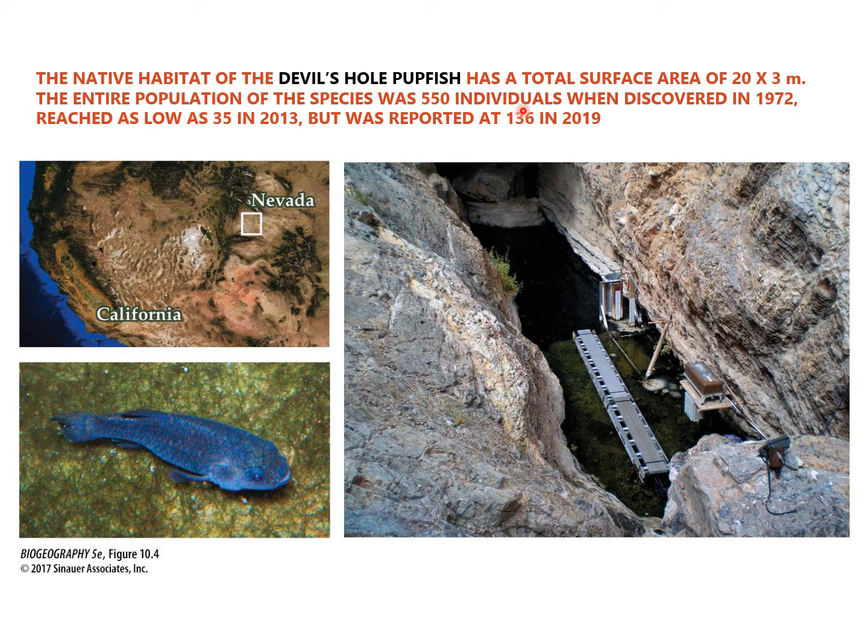when it was found in 1972, it was 550 individuals. So this whole species is found just in this one little subterranean lake sort of thing. And when it was discovered, 550 individuals. And they've been tracking it since then. And the population in 2013 got as low as 35. A couple of years ago in 2019, it was reported at 136. That's the most recent data that I could find on it.